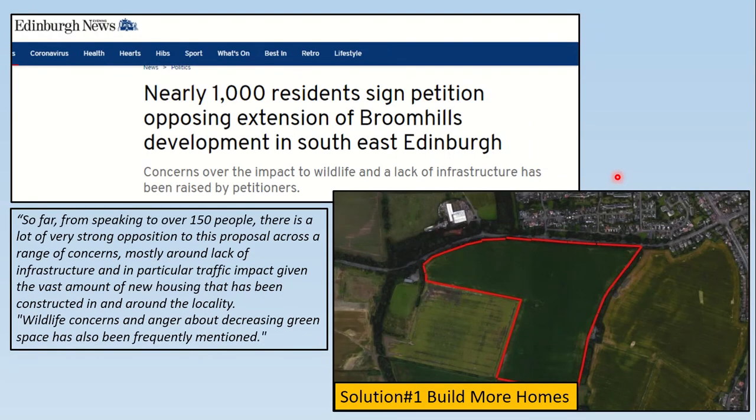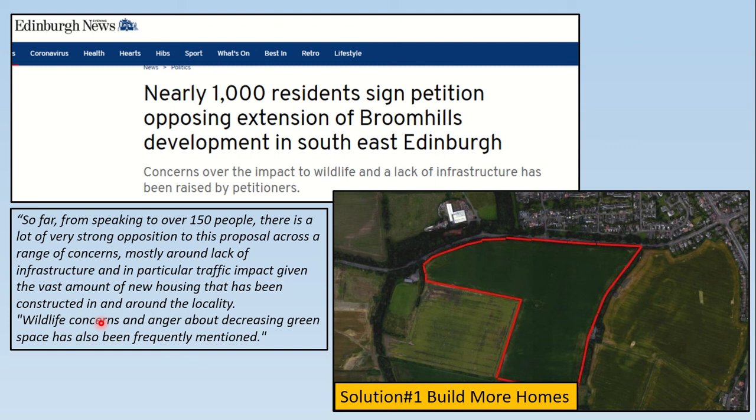Expanding on that theme, here is an example of an expansion of housing called Broom Hills, which was actually stopped by local residents. This plot of land was going to be built on for around, I think, 120 houses. I can't remember exactly. And the local people felt that it would congest this local road too much, causing a danger, and that it was of concern and anger about decreasing green space, and that this might affect wildlife.